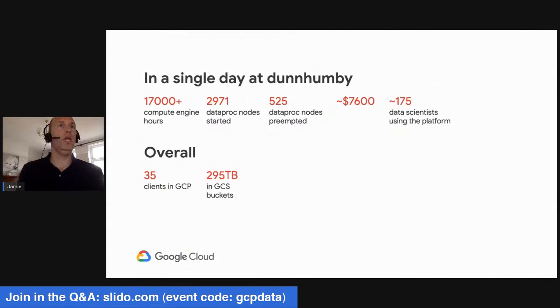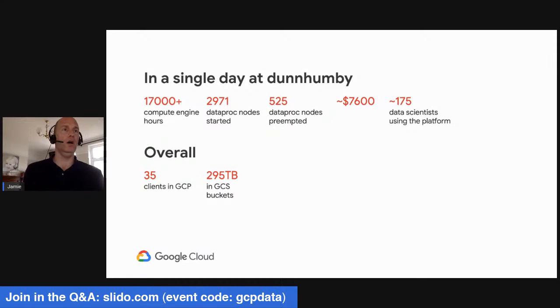So, in a single day at Dunnhumby, we've done a bit of analysis. This is over a year old now, so these numbers will have changed. But we know that we run about 17,000 compute engine hours every day. So that is a node in compute engine running for an hour. We have about 3,000 Dataproc nodes get started every single day, started and shut down. Roughly 525 of those get preempted, and that costs us about $7,000, $8,000 every single day. And we have about 175 data scientists using the platform. Overall, we have 35 clients in GCP.